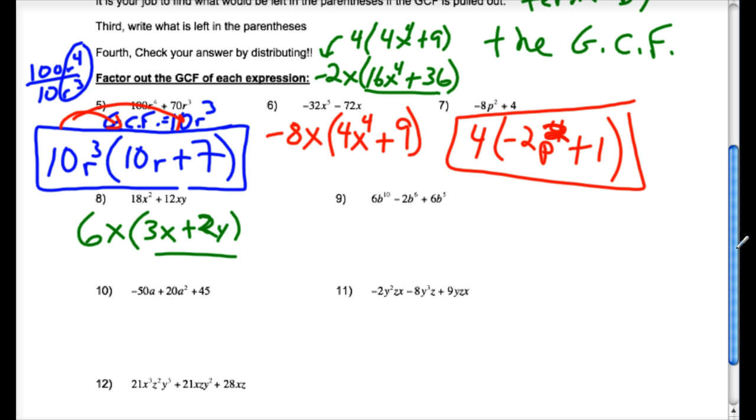To the 5th. Very good. 2b to the 5th. There's a b to the 5th in all of them. Divide all the pieces by 2b to the 5th. Sophia. 3b to the 5th. Very good. Just b. You don't have to write to the first. Plus 3. Nice job. Is the stuff in the parentheses, Sophia, prime?